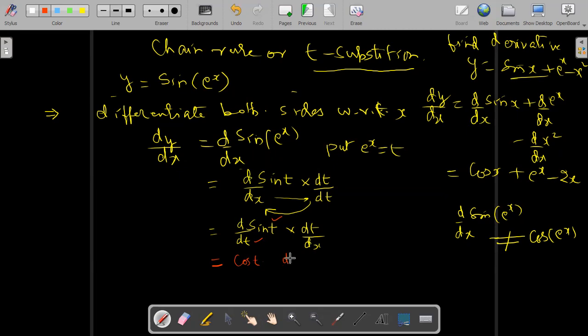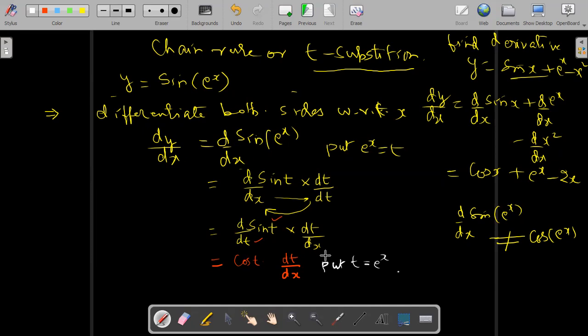But here we will write dt by dx as it is. So in the first step we got the differential of the outermost function. Sine is the outermost, and inside there is a function e to the power x. There can be a function inside e to the power x also, it can be like 4, 5 functions, no problem. So cos t into dt by dx. Now you will have to put the value of t again. Put t is equal to e to the power x, because we have to bring the answer in terms of x.